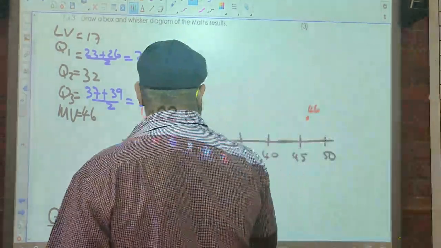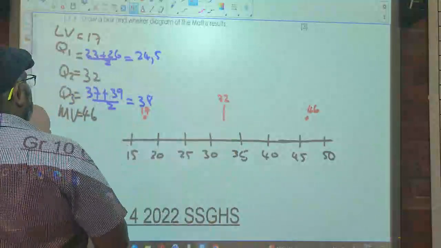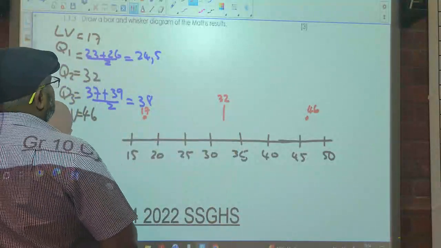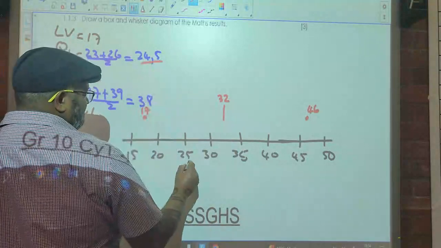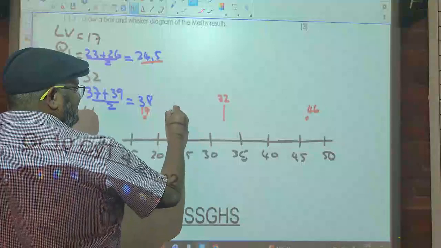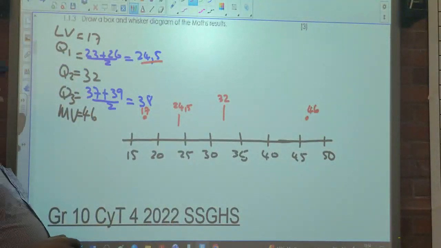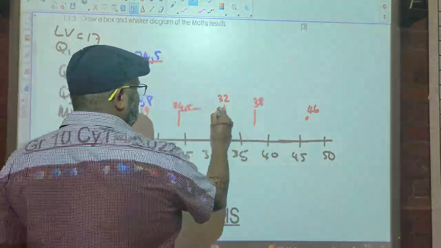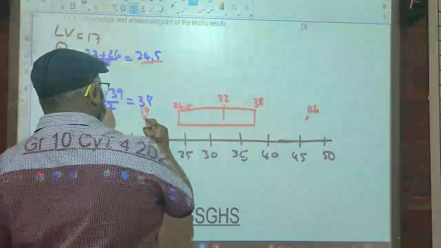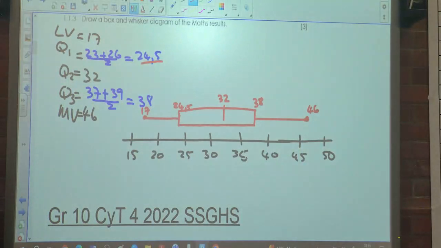Q2 gets a stroke at 32, so it's the 30, 31, 32, approximately there. Q2 is 32. Sorry, I got that, 24.5. So 24.5 is very close to 25. And then 38, so it's 35, 38 is approximately. Can you see that, people? There's your box. Here are my whiskers. Okay. You guys understand?